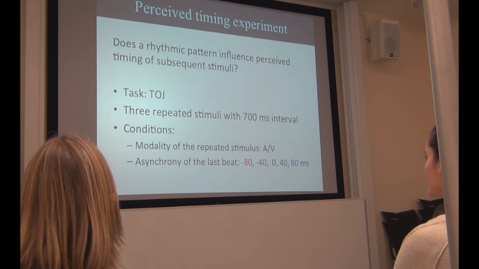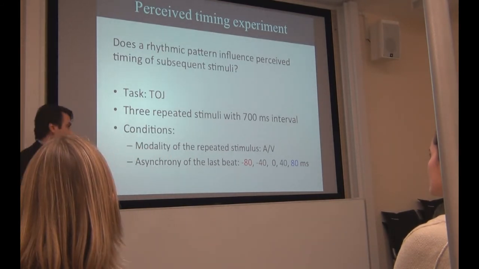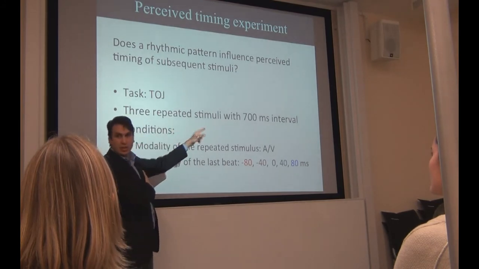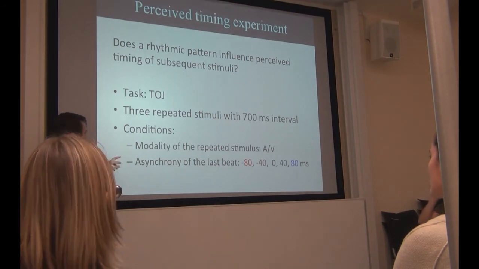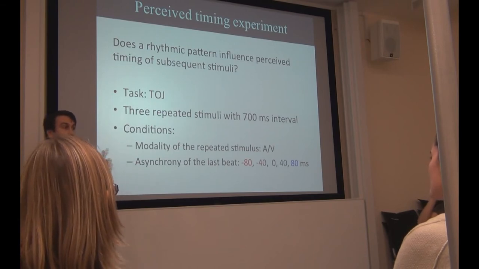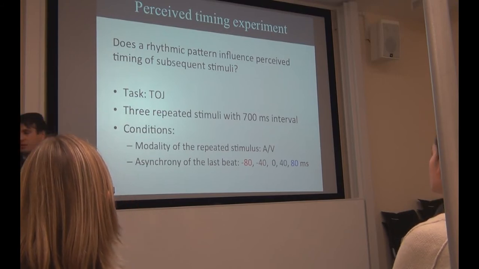So what we do is a TOJ task. We have a stimulus in one modality which is repeated, and then we have a comparison stimulus. So three repeated stimuli, still with a 700 millisecond interval. This repeated stimulus could either be audio or visual, and then the last stimulus in the sequence is out of sync, as in this case, but only one of these 5 asynchronies.